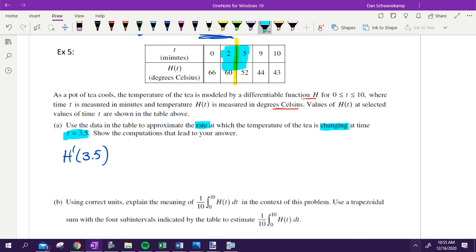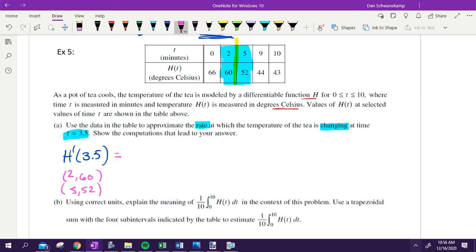2 and 5, and 60 and 52. Approximate the rate of change. See what you can do with your neighbor. Go. Andrew, how did you approximate h prime at 3.5? Found the average rate of change. He's got two ordered pairs here: 2, 60 and 5, 52.